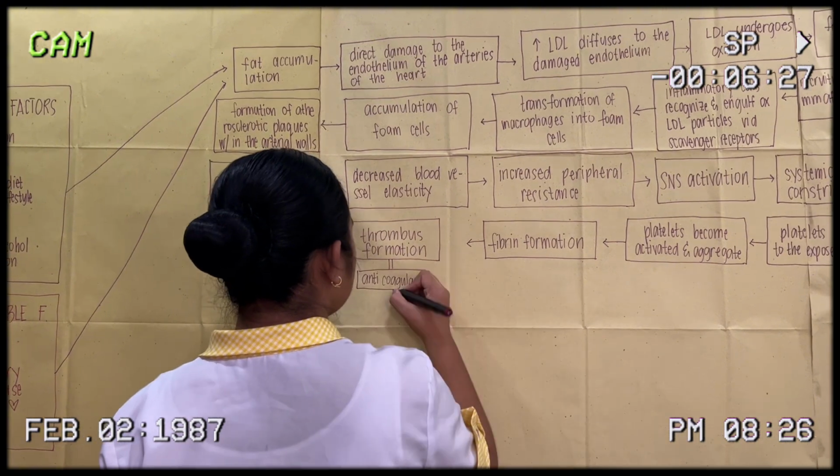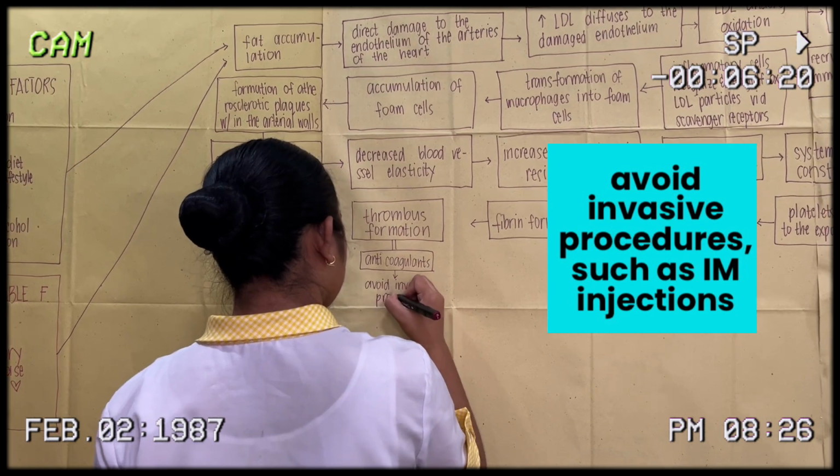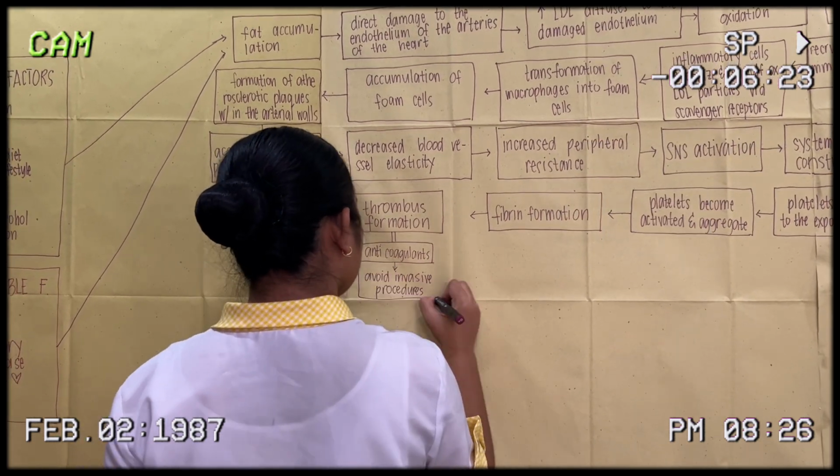These medications, however, have a tendency to increase the risk of bleeding. So, as a nurse, it should be a responsibility to remember that invasive procedures such as intramuscular or IM injections are avoided to prevent trauma that could cause internal bleeding.